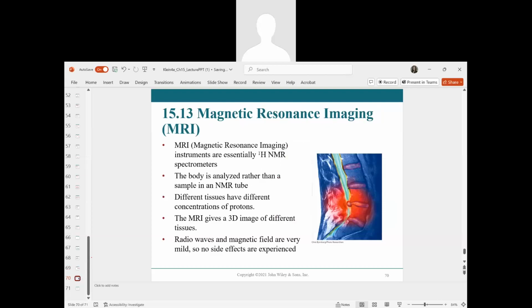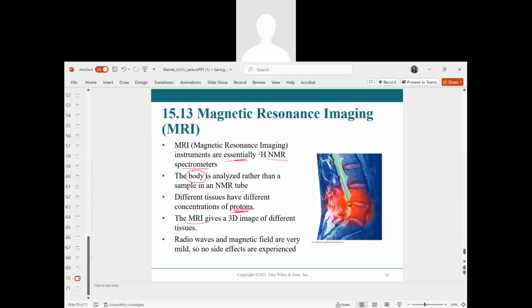And then on this last slide here, we'll briefly talk about one specific application of magnetic resonance imaging here, which is, as they describe, essentially a proton NMR spectrometer. But instead of a sample in an NMR tube, the body is analyzed. So that's our sample. And different tissues have different concentrations of protons in different environments. And this magnetic resonance imaging that's produced is a 3D image of different tissues.